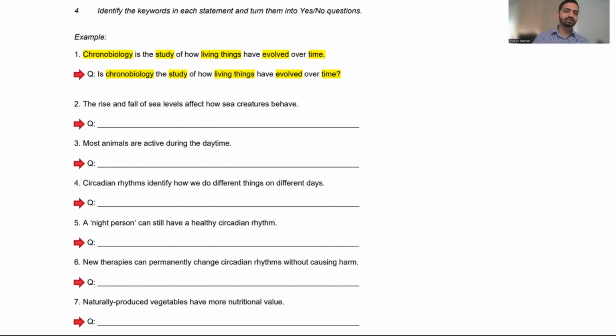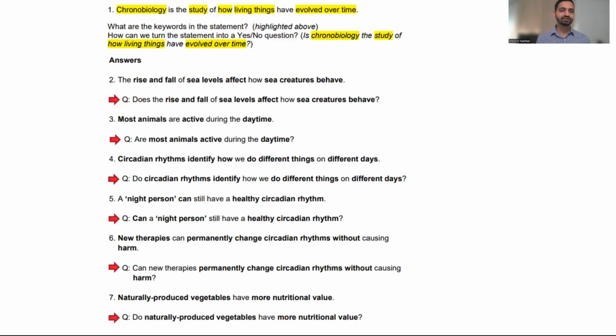So do all of these, for example, the rise and fall of sea levels affect how sea creatures behave. Make it a question. Try to do this activity on your own. Pause the video here. When you come back, we will review the answers. All right, let's review the answers.